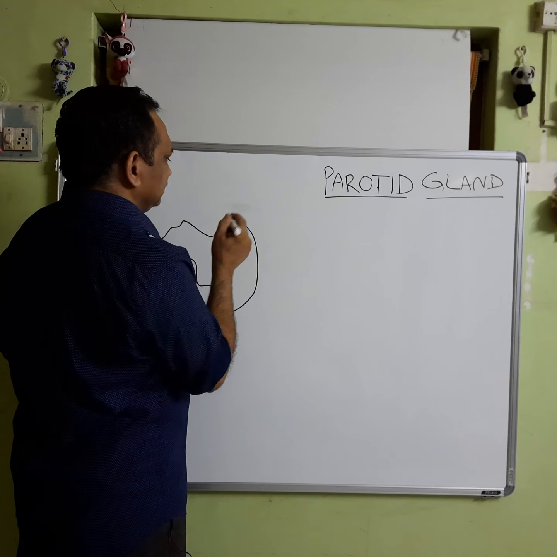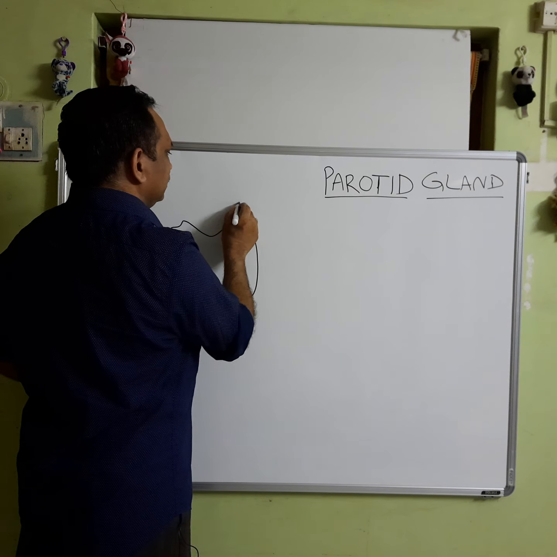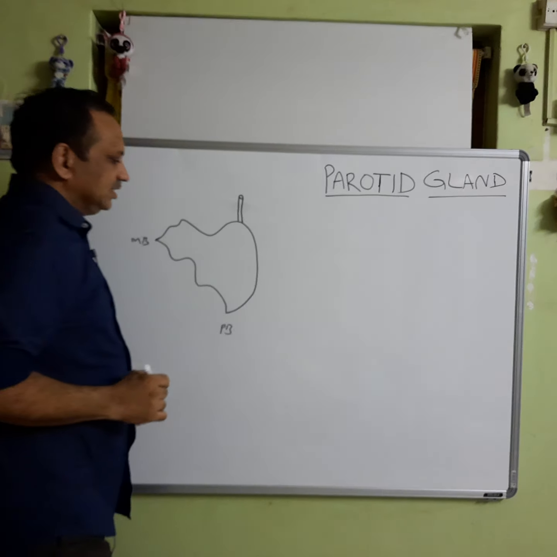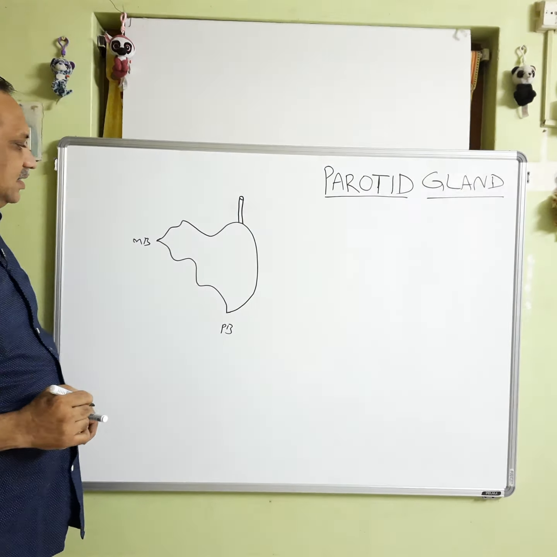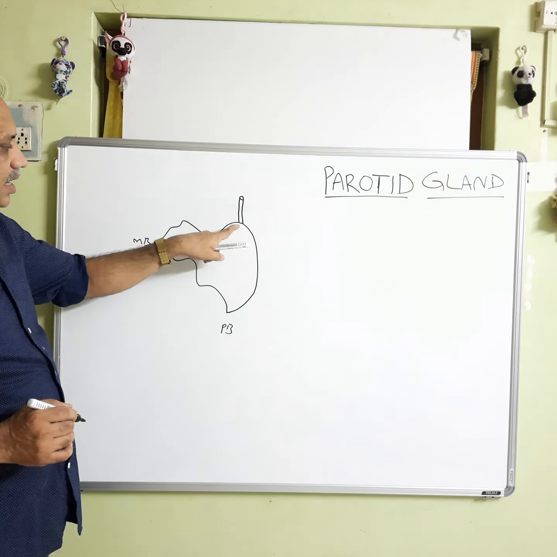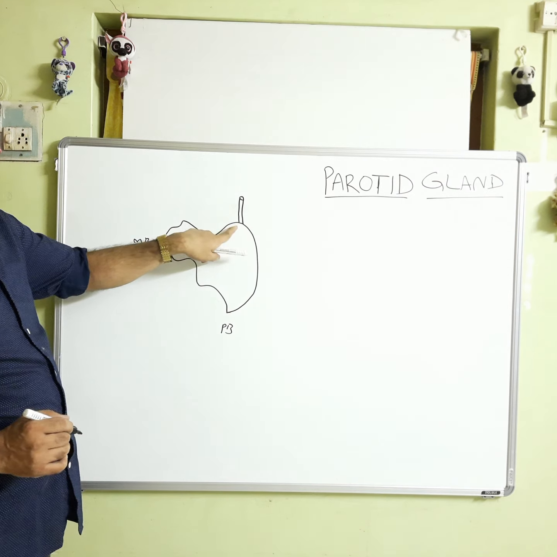emergence of the parotid duct. This is the parotid duct. It is called Stenson's duct also. So, the parotid duct emerges from the anterior border, remember that.